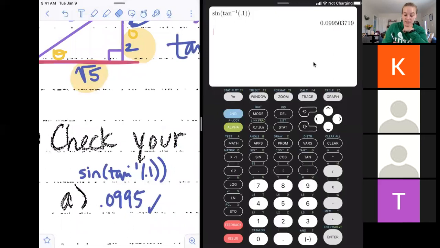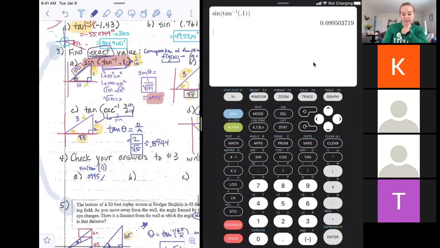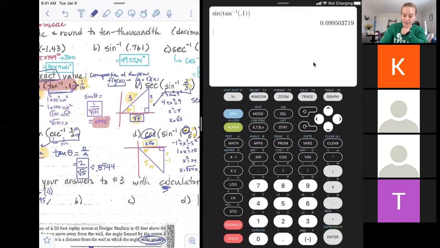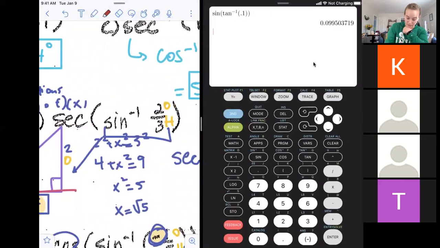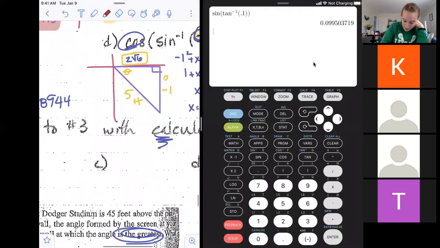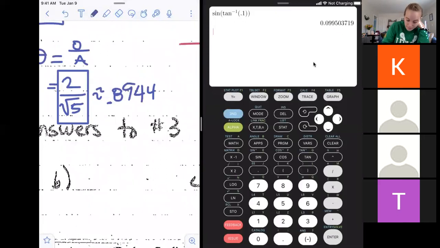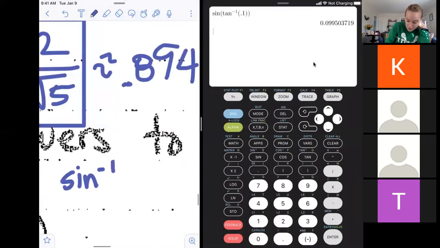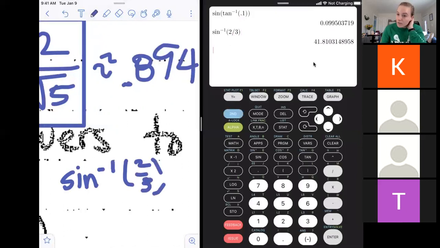Now, the other ones, the next two, we're going to actually have to do a little bit of manipulating. There's no secant button in the calculator. So if I go to letter B, it says secant of sine to the -1st of 2 over 3. There's no secant button for me to press. So let's do inverse sine of 2 over 3 first, and then we'll figure out what to do with secant. So I'm going to physically write, okay, first I did sine to the -1st of 2 over 3. That's what I'm doing first in my calculator. Second, sine of 2 divided by 3, and I got out 41.81.